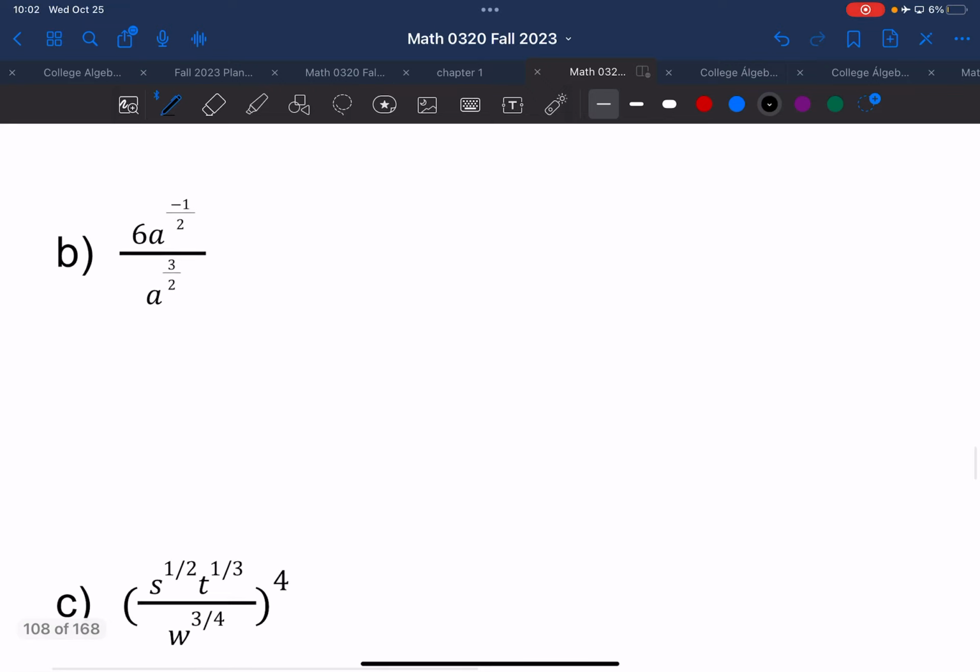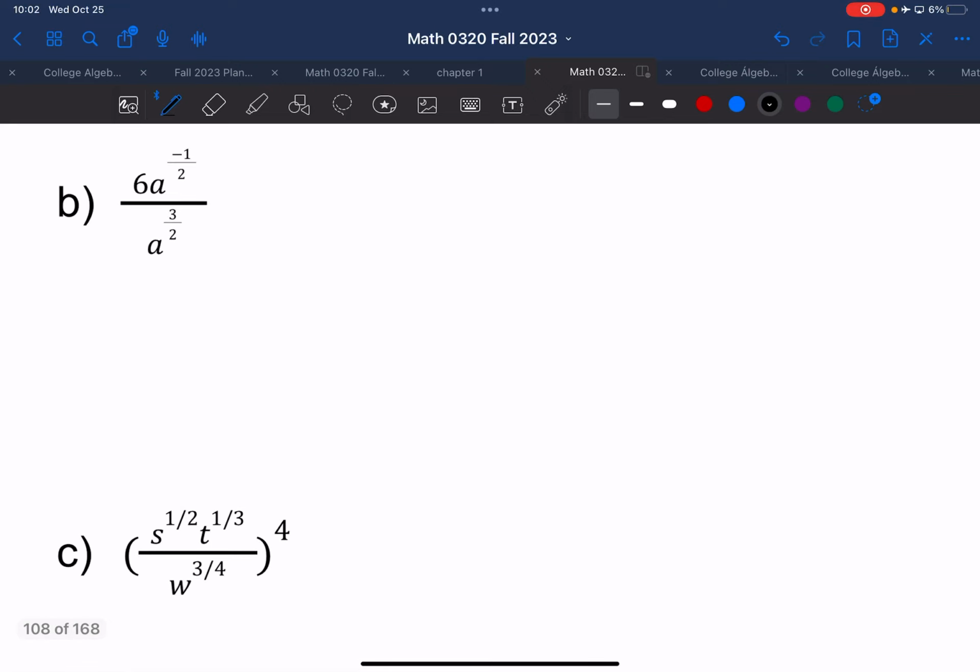On part B, before we can do anything, we're going to have to do what to that a to the negative 1/2? Yep, we have to move that to the bottom. Are we moving the 6? No. Nope, just the a.